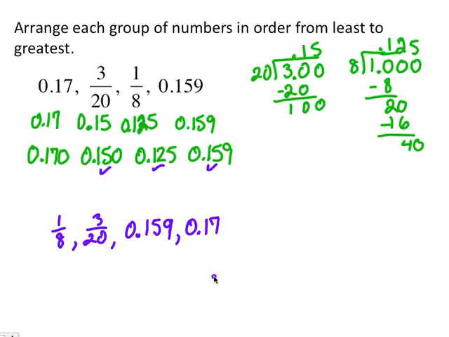Okay, so if you've got fractions and decimals, make them all decimals. Make sure the decimals all have the same length. If not, add zeros. And then you can compare them, but go back and give the original numbers in your answers.